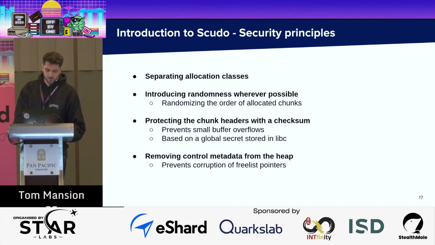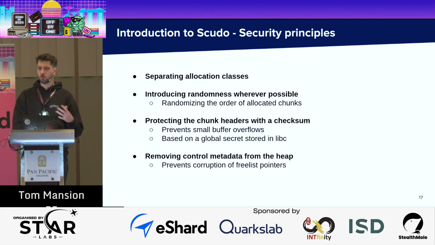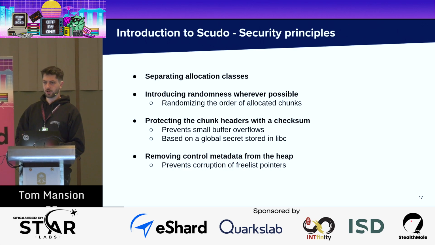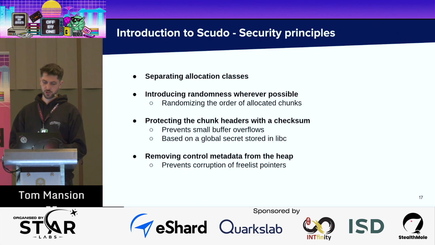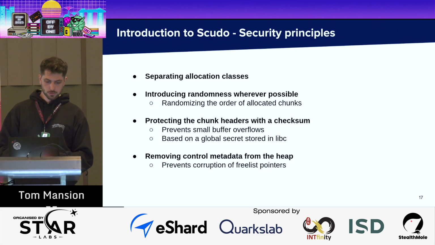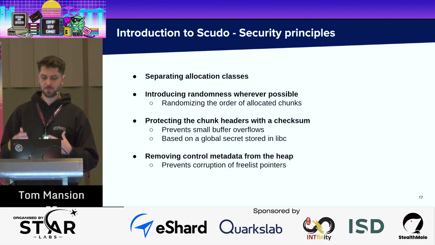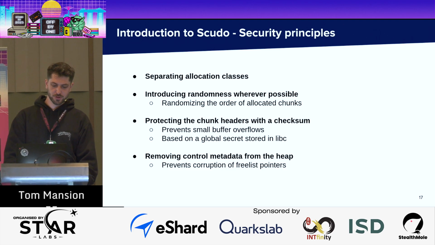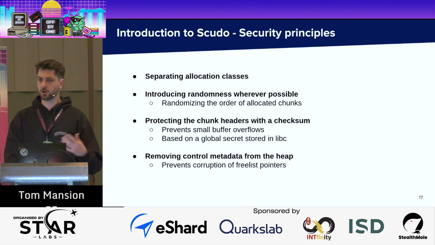So the first security principle of Scudo is to separate allocation classes. The goal here is to limit the interactions between chunks of different sizes by storing them in different places called regions. It also prevents heap massaging, which leads us to our second property: to introduce randomness wherever possible.